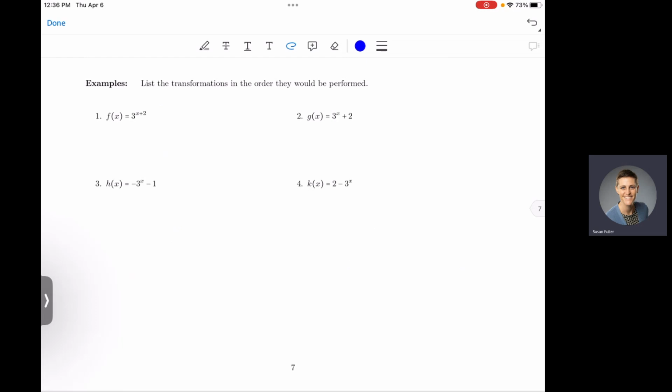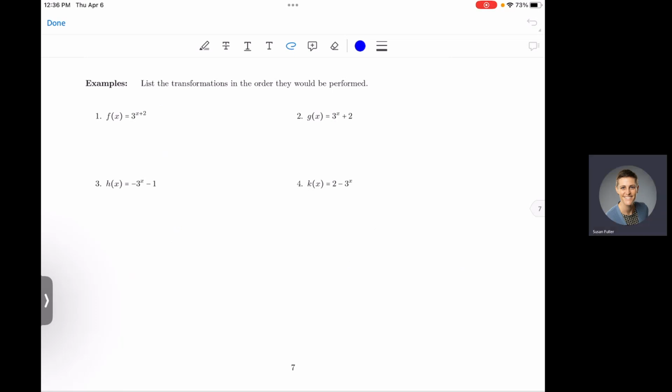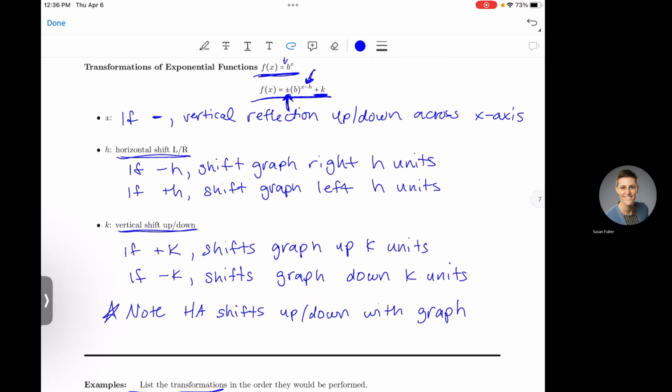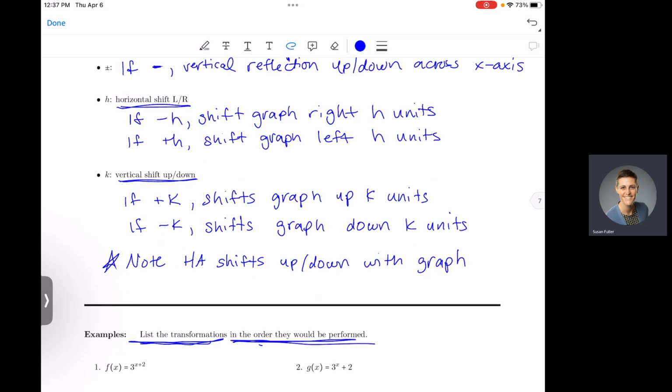Okay, so let's start with this one. So this just wants us to list the transformations. All right, so list the transformations that would need to be performed. Again, this is to transform our base function. And I guess before we do this, because it wants us to list it in the order they would be performed, let's remember what order we need to perform these guys in.